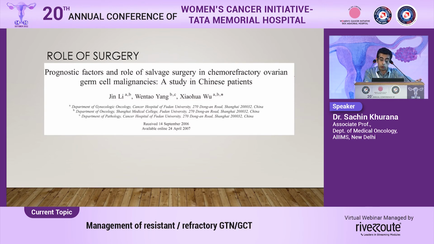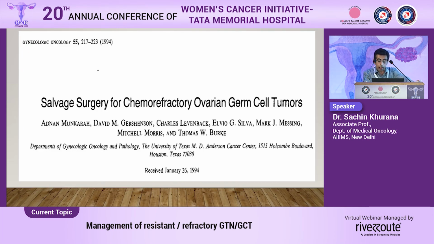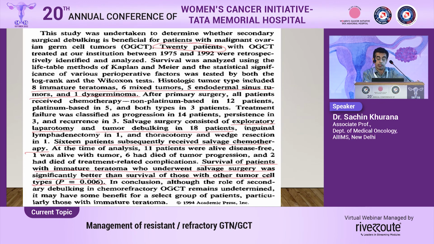So whether we can use surgery here? Again, yes, and this Chinese study evaluated where surgery would be helpful. They did a secondary surgery in 34 patients and found that if the result of surgery was macroscopically disease-free or a residual disease less than 1 centimeter, then the 5-year survival was approximately 60.95%. And surgery was more helpful in patients of immature teratoma, and so they say that optimal cytoreduction during salvage surgery does benefit chemorefractory patients. Now this is another study which evaluated salvage surgery for chemorefractory ovarian germ cell tumors, and they noticed that survival of patients with immature teratoma who underwent salvage surgery was significantly better than other groups.